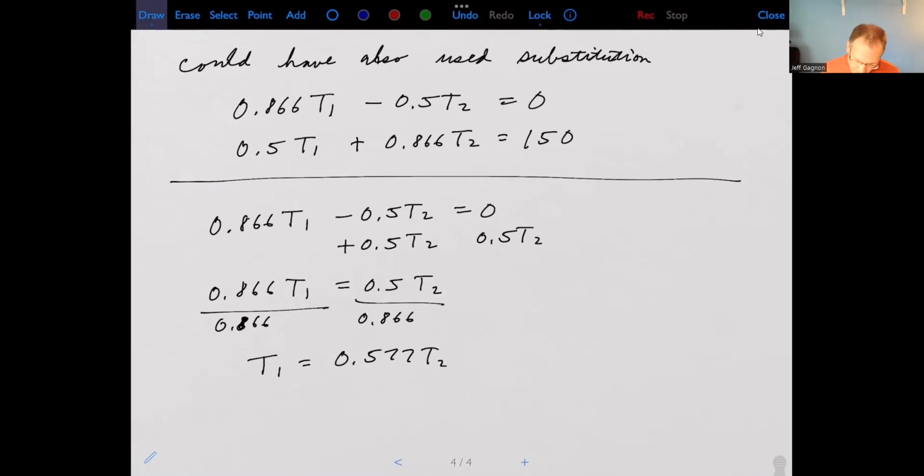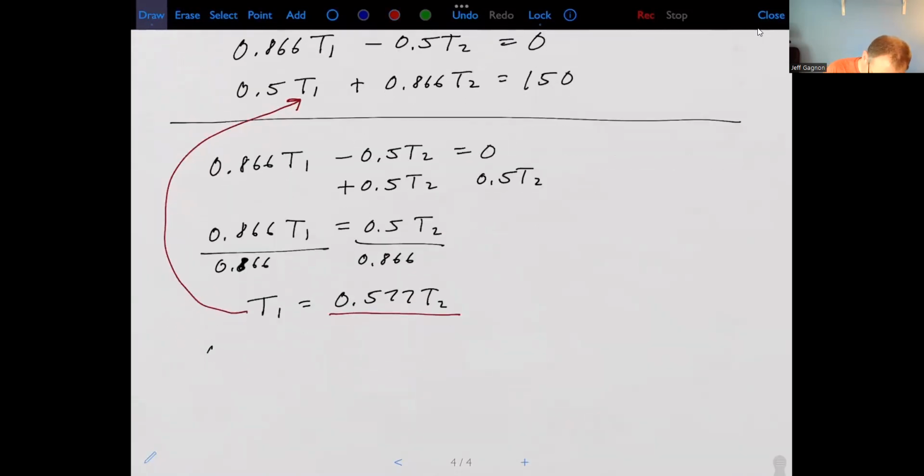Okay, so now what you do is you take that expression that you just found for T1 and you substitute it into the other equation. So where I have a T1 in the second equation, I'm going to plug in 0.577 times T2. So that second equation now becomes 0.5 times 0.577 T2 plus 0.866 T2 is equal to 150. And now notice that equation is entirely in terms of T2, so I can solve it for T2.